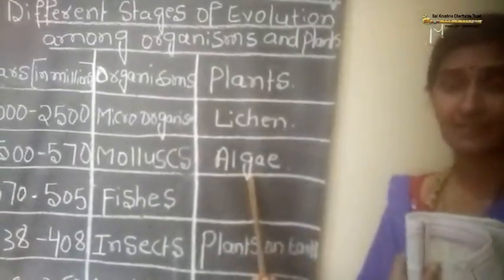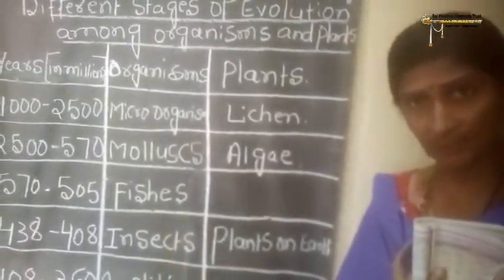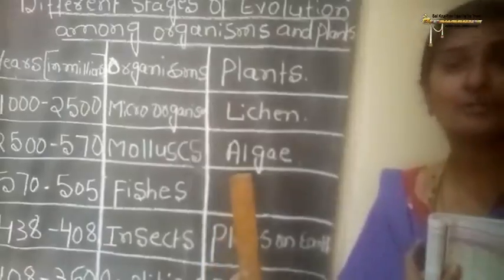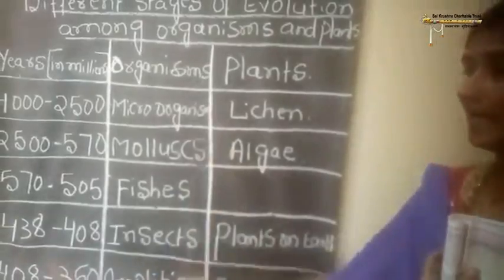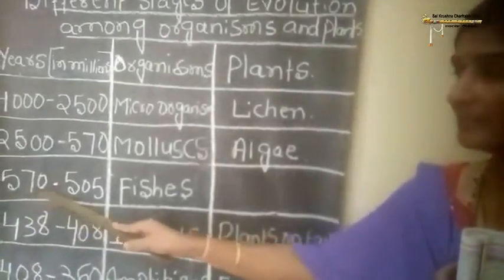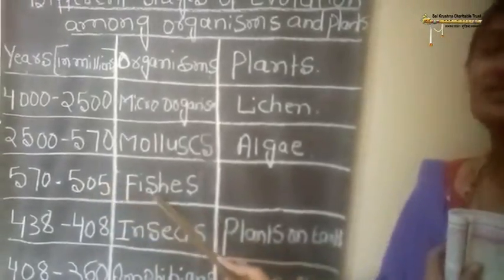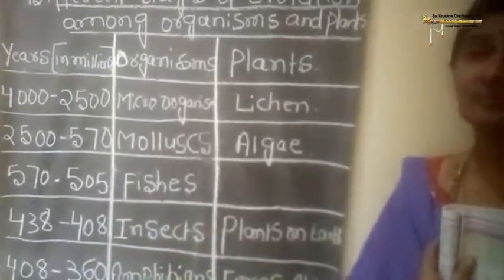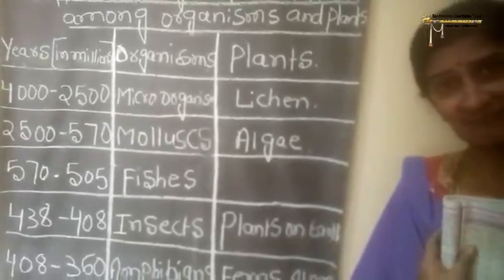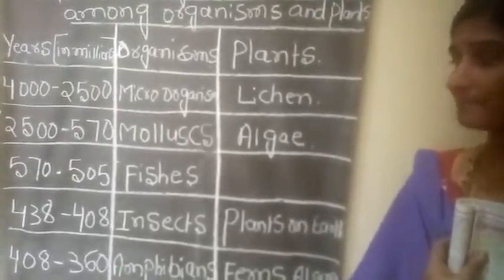What is algae? Algae is a small plant which grows mainly in water. And coming to 570 to 505 million years ago, fishes came into existence. You all know the fishes live in water. They are also called aquatic animals. The examples of fishes are blue whales, sharks, dolphins, etc.